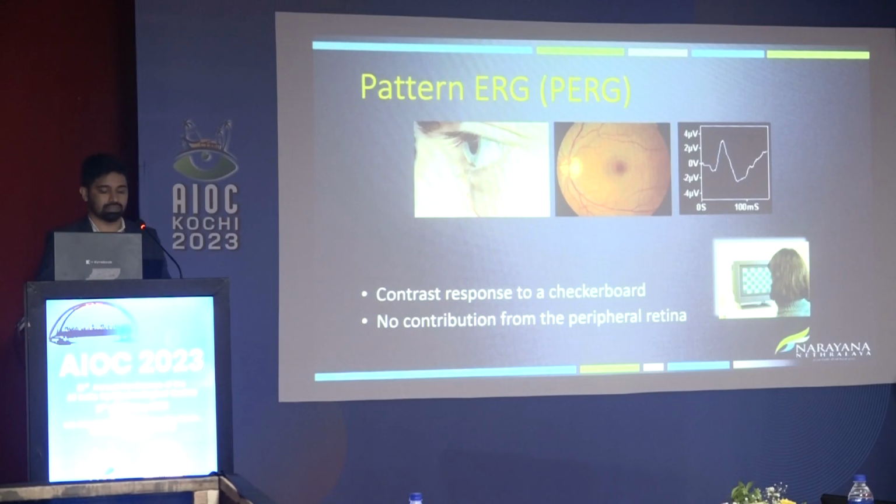Now coming to the pattern ERG. So this is the response to a contrast, that is, a checkerboard. So what did we use in full field ERG? We used a luminance stimulus, that Ganzfeld. Here we are using a checkerboard. Don't get confused with the pattern VEP, that is different. So this is pattern ERG, and there is no contribution from the peripheral retina. I told you, right? This is predominantly from the posterior pole and the macula.